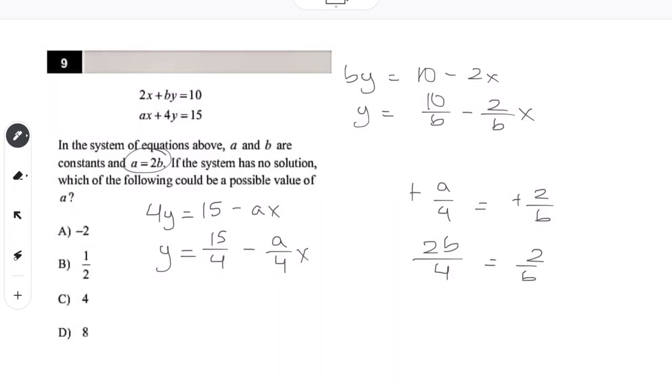Cross multiply, and we can get 2b squared is equal to 8. Divide both sides by 2, we get 4. Square root both sides, we get plus or minus 2. Alright, now we need to find a possible value of a. We know that b can either be negative 2 or positive 2, and that means that a would have to be 2 times that, so either negative 4 or positive 4. C.